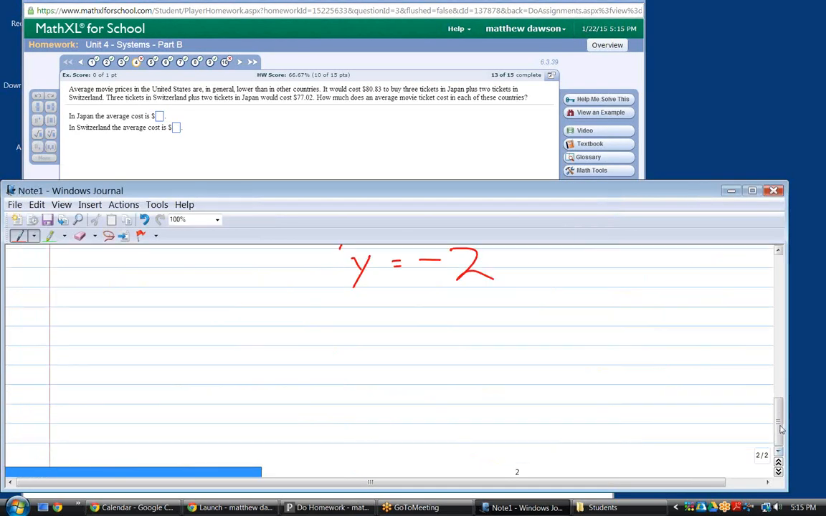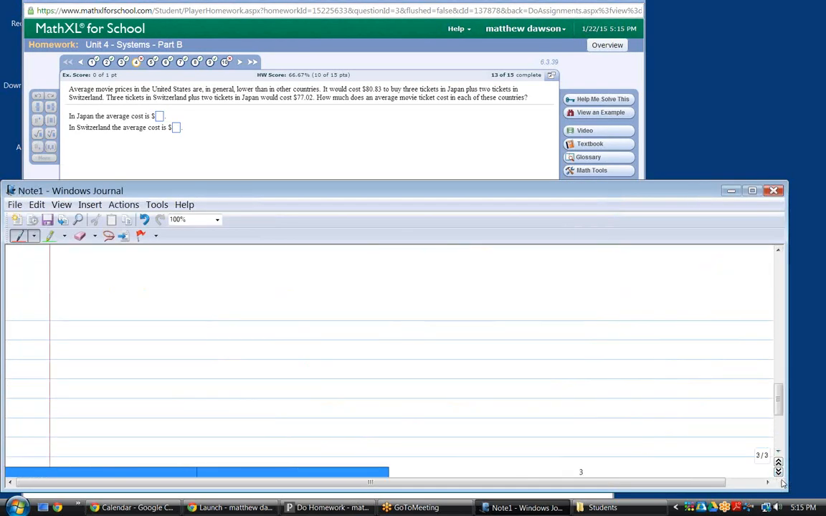What's the first thing you want to do on solving word problems? You want to define the variables. Exactly, yes. And that's what most people forget to do first. In fact, the first thing you really should do on a word problem is read the last sentence first. Notice the last sentence always defines your variable for you. How much does an average movie ticket cost in each of these countries?